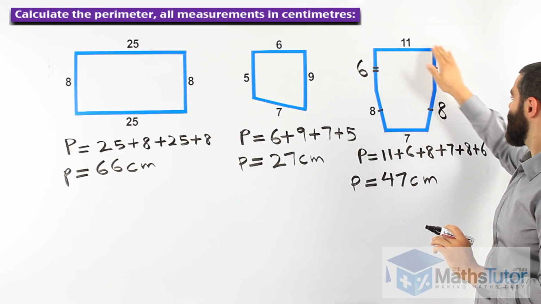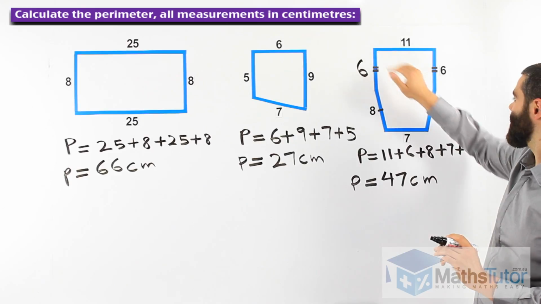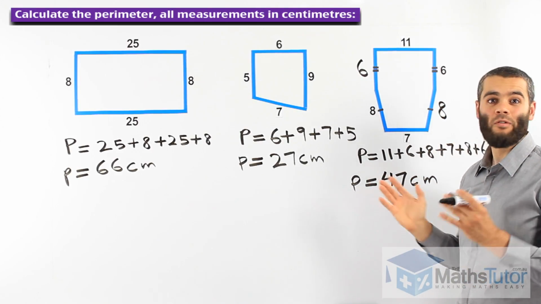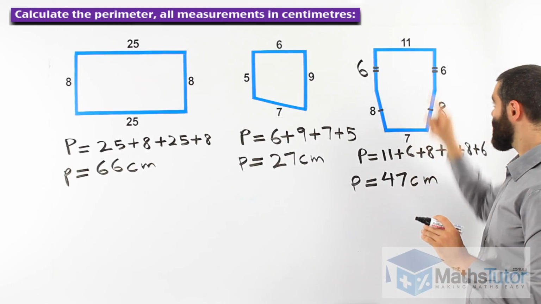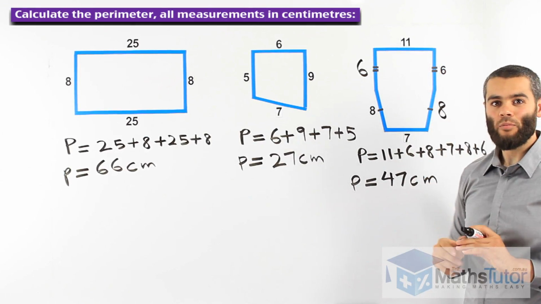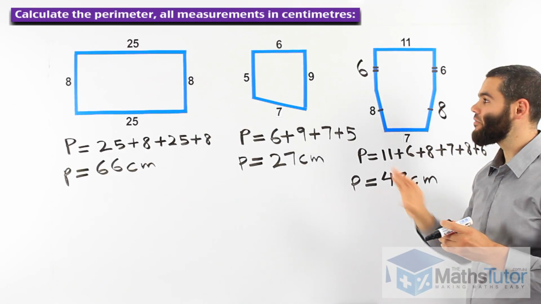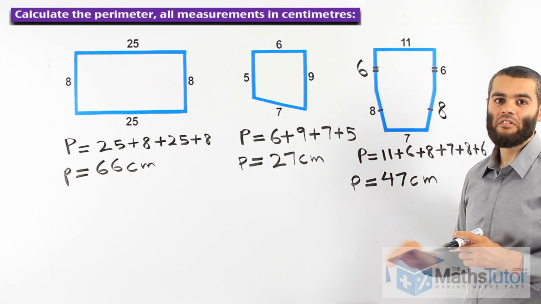We start on the top and we go clockwise and we add all the sides and we get our answer in full. This is basically what perimeter is all about. We make sure we have all our sides and we add them all up. Let's do some more of the more complicated ones, but of course if you know how to do these, the others are going to be as easy as well.